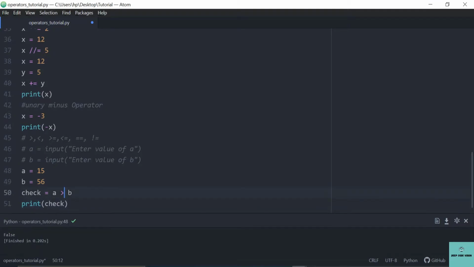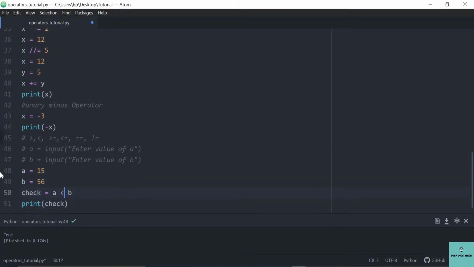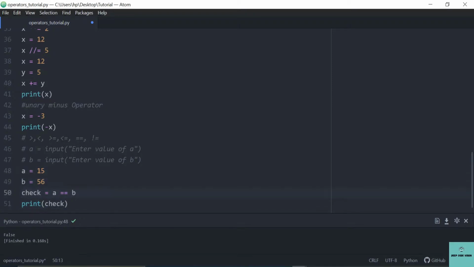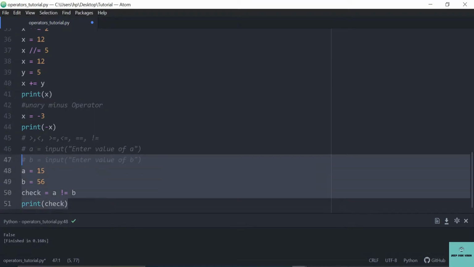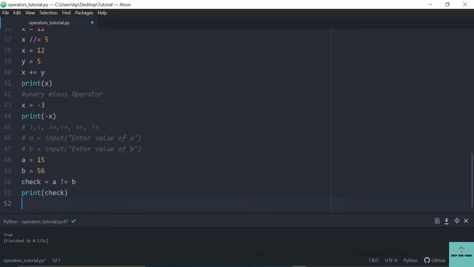You could have written this will be false. You could have written this should be true. This also would be true, and this false, not equals 9, that should again be true. So that's how relational operators work.